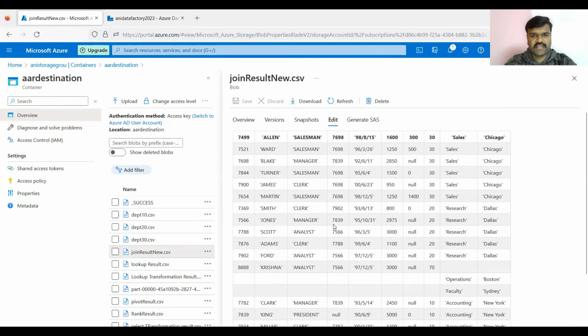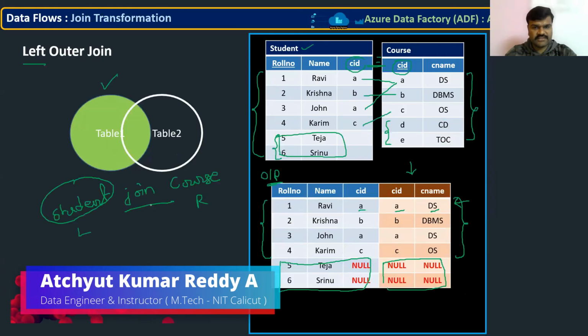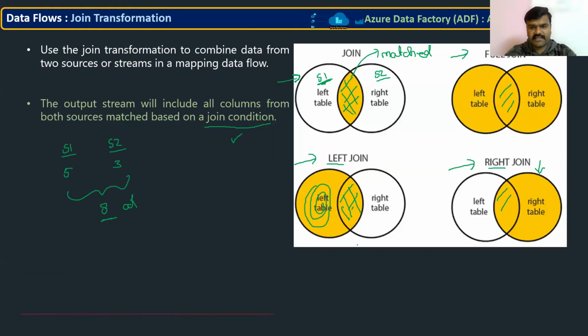In total we have 4 joins: inner join, left join, right join, and full outer join. Just understand it diagrammatically. The common thing is always matched records; anyhow, you will get them in the output. After that, based on the join you are using, the remaining not-matched records of that particular stream also come in the output. So this is what joins are, very, very important. Hope you understand the join transformation better.